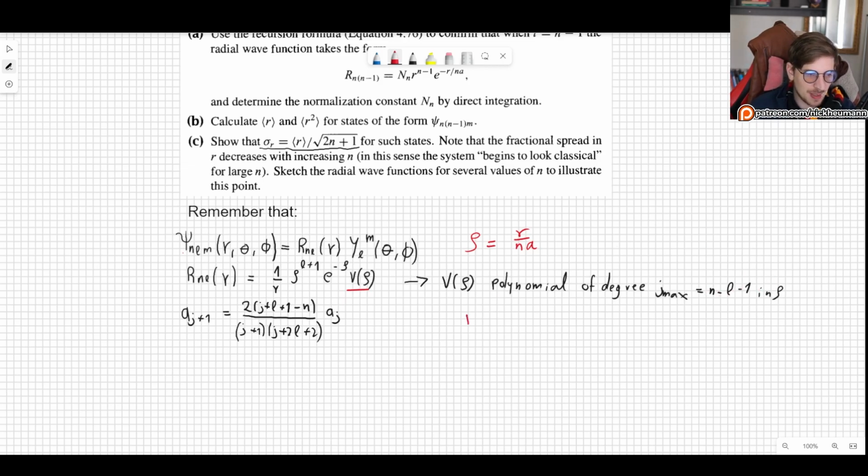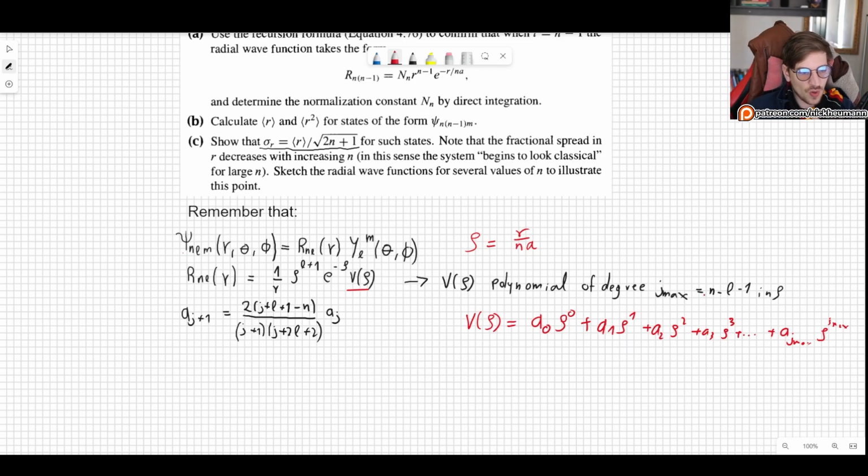What does that mean? That simply means that v of rho is going to be something like a0, some coefficient. Why a0? Well, a because it's some constant, right? And 0 because that's the term that accompanies rho to the 0th power, right? Then we have a1 rho to the 1 plus a2 rho squared plus a3 rho cubed, and so on and so forth, all the way until some a of j max, rho to the j max, right? This is what we meant. We said a polynomial of degree j max, and this is it.